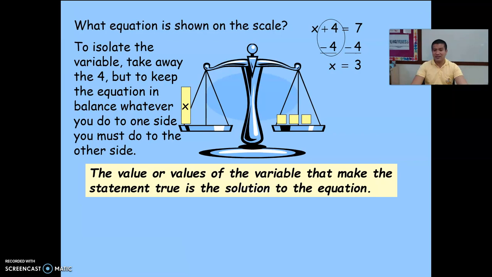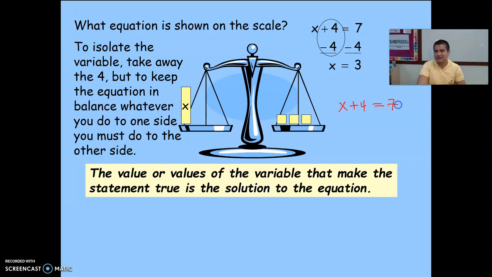The value of the variable that makes the statement true is the solution to the equation. So if you are going to check now, here you added negative 4 and negative 4 on both sides. To check the equation, you will have now x equals 3. So therefore, you will have x plus 4 equals 7.